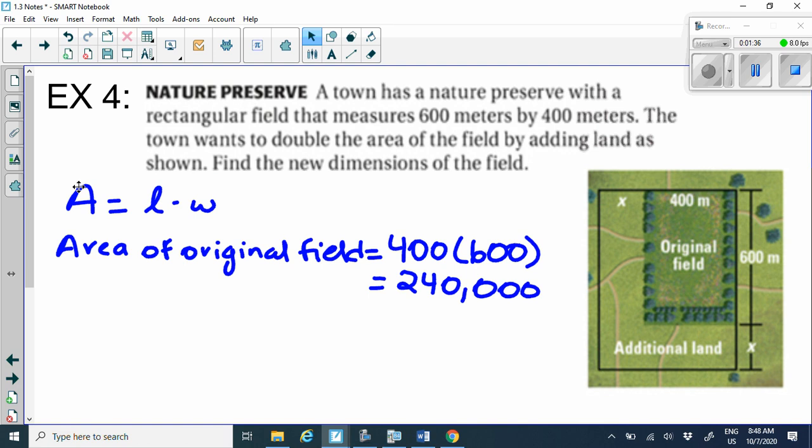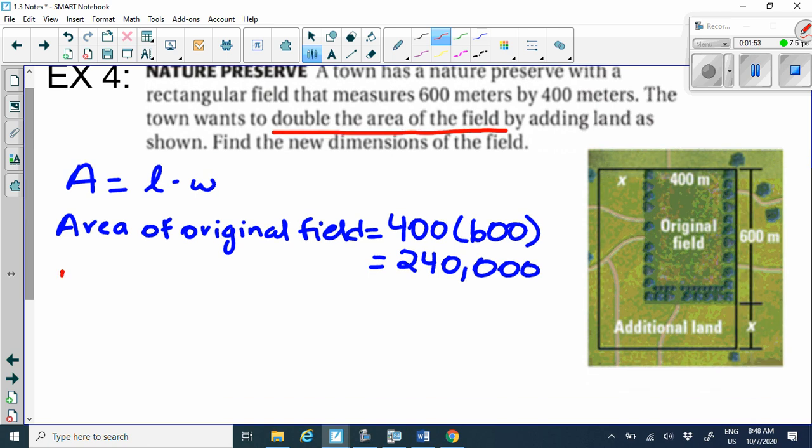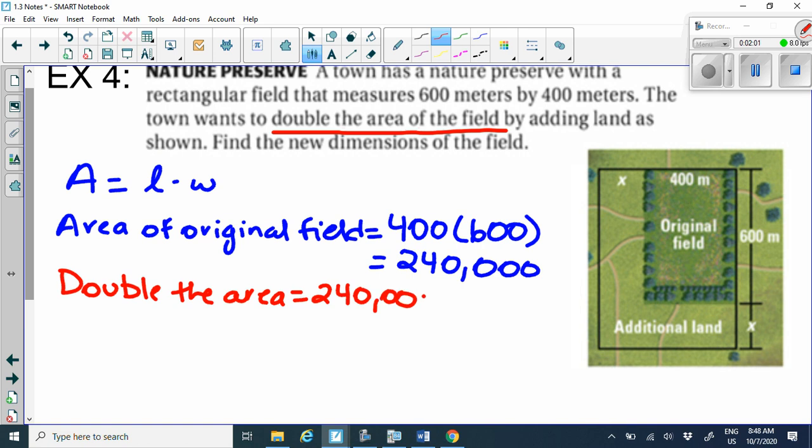Okay. Now they do tell us that the town wants to double, I'm going to underline that, wants to double the area of the original field. So what would be double of our area so far? Well, when we double the area, we have 240,000 times 2, and that will give us 480,000. Okay. So now, from there, we're going to use the formula of area to find our new dimensions.